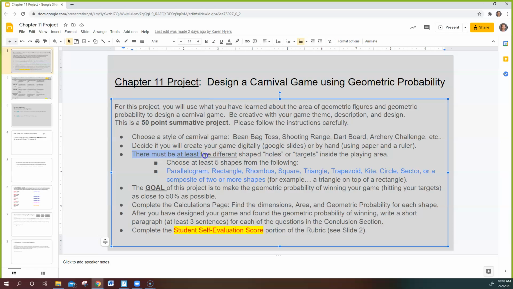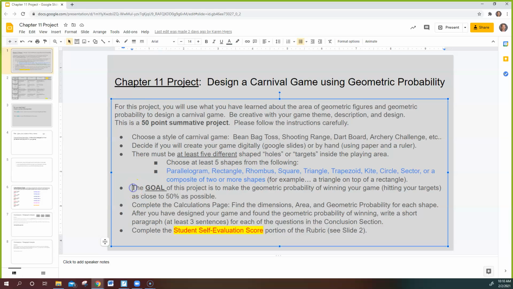So what are the requirements? There must be at least 5 different shapes, which we're going to call holes or targets, inside the playing area. You have to choose at least 5 different shapes from the following. So you could have a parallelogram, rectangle, rhombus, square, triangle, trapezoid, kite, circle, a sector, or a composite, which is 2 shapes or more. For example, a triangle on top of a rectangle, or like we had just seen in the warm-up and the last problem, those were composites. It was a shape within a shape. So you can get creative with that.